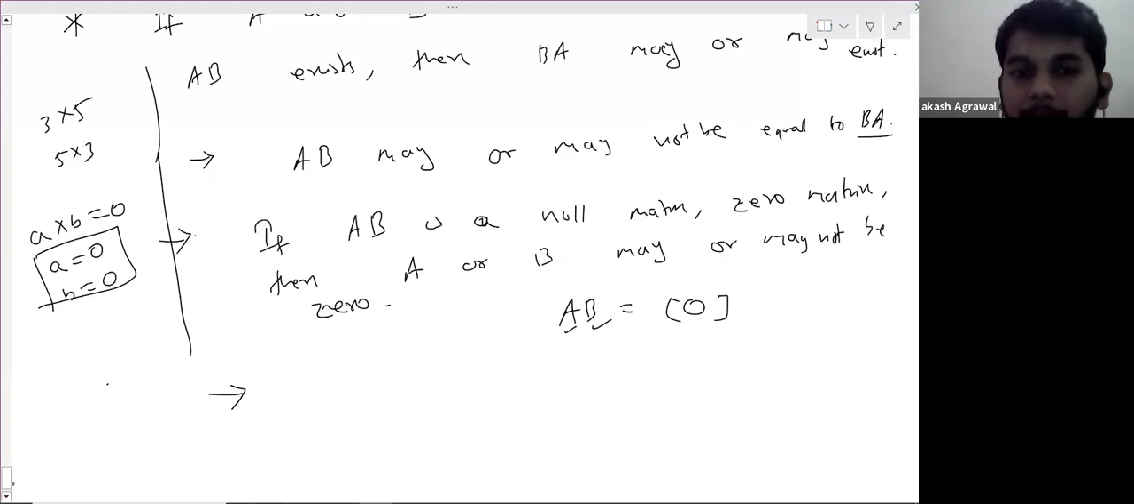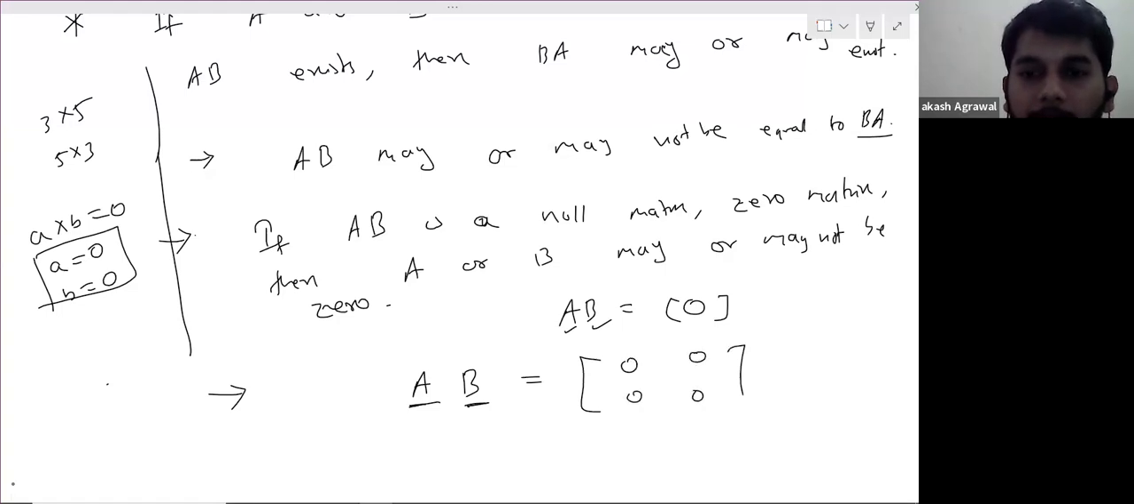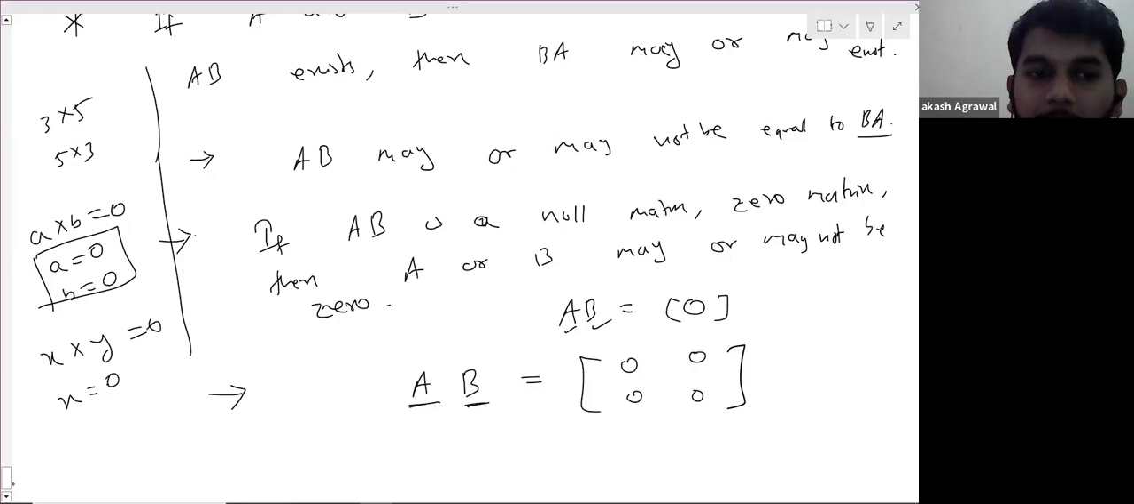What does it say? Suppose we multiply two matrices A and B, and we get zero matrix. Zero matrix means 0, 0, 0, 0. Okay. In real numbers, if we multiply x into y equals to 0, we say either x is 0 or y is 0, right? But here we cannot say that.